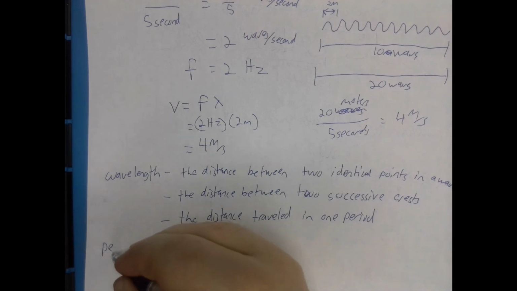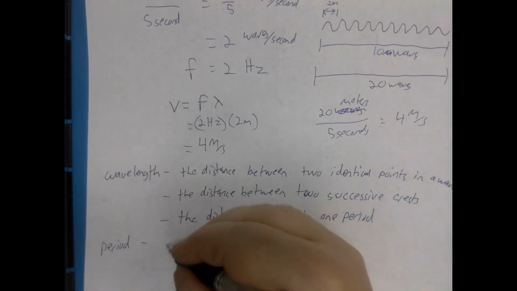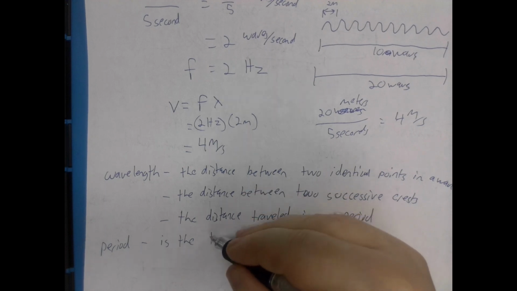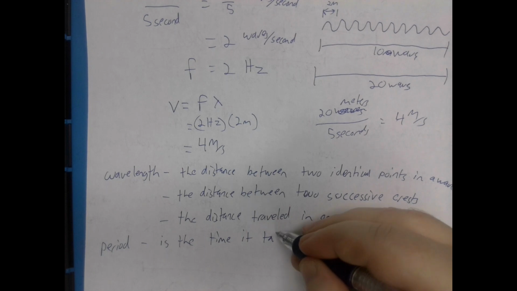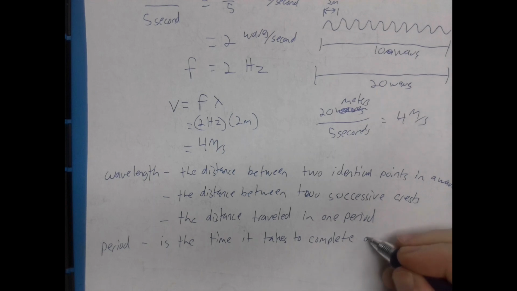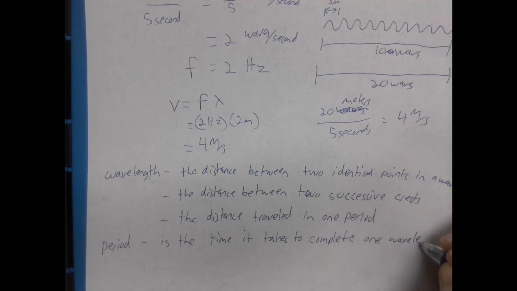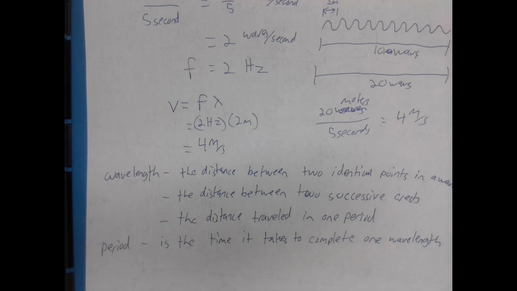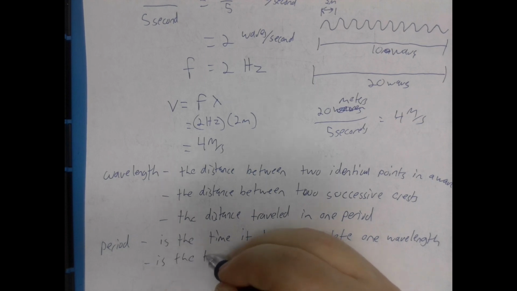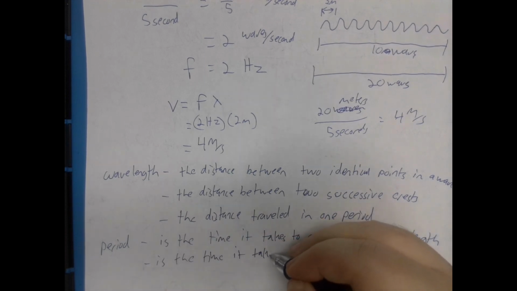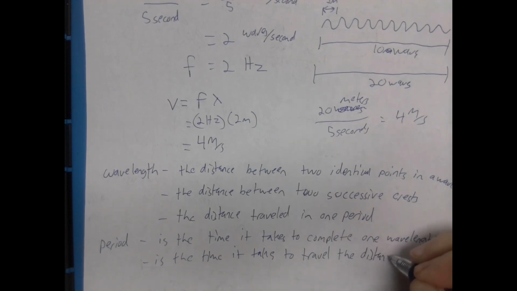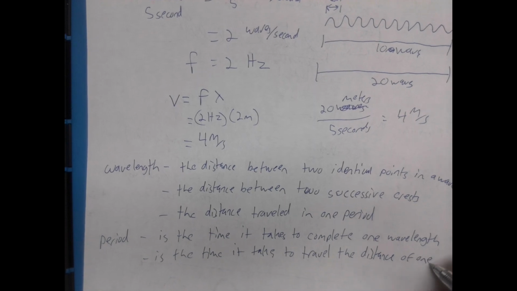So period can be defined as the time it takes to complete one wavelength. The time it takes for it to complete is the time it takes to travel the distance of one wavelength.